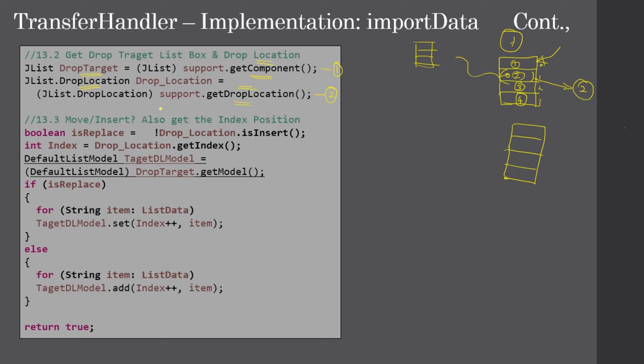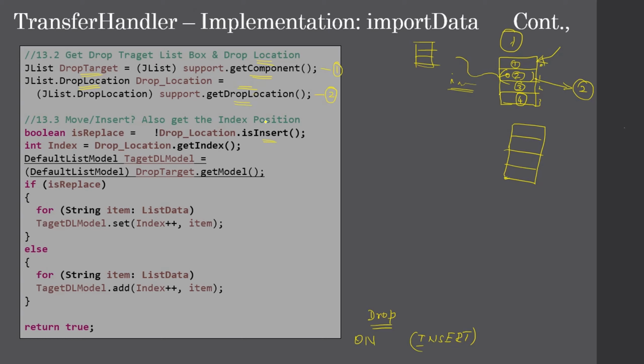Once that is done, from the drop location object we already got here, drop underscore location, and if you see here we are using isInsert. Why? Because from the source we can actually perform insert as well as replace. Why? Because there are multiple drop modes available. Drop mode, if you see, ON, SELECT, INSERT, we also studied, right? So if we select insert or on insert, that we will learn in the next video.